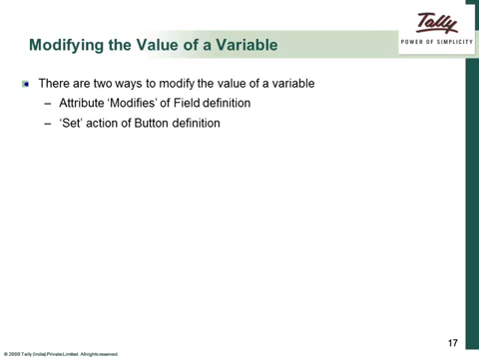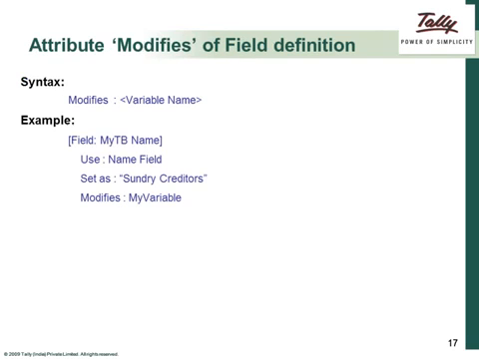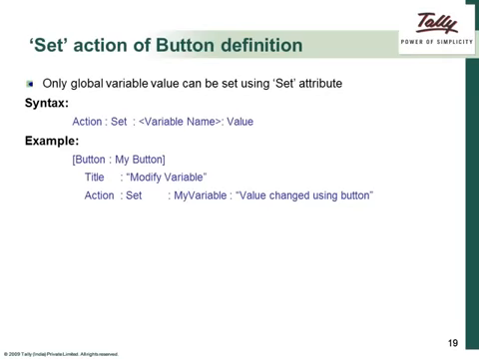So there are ways that you can modify variable values on the fly. One is at the report level, we can write set. At field level there is an attribute called modify to help you change the variable value, and this is what we are going to start with. Set action of button definition, which is going to help me make my report a bit more interactive.